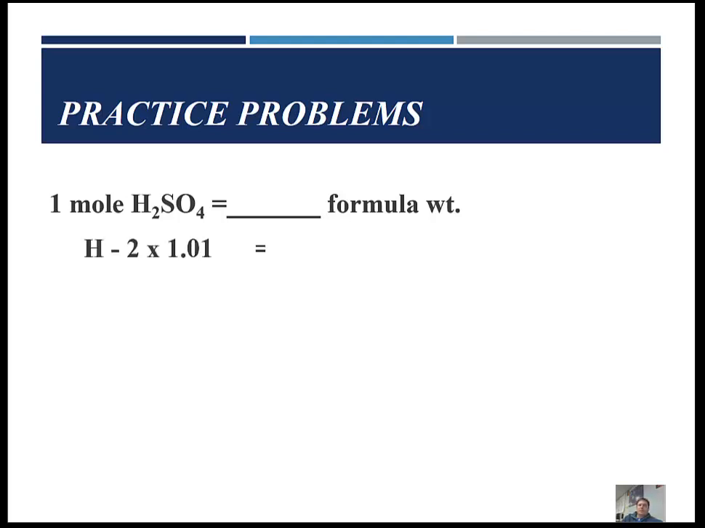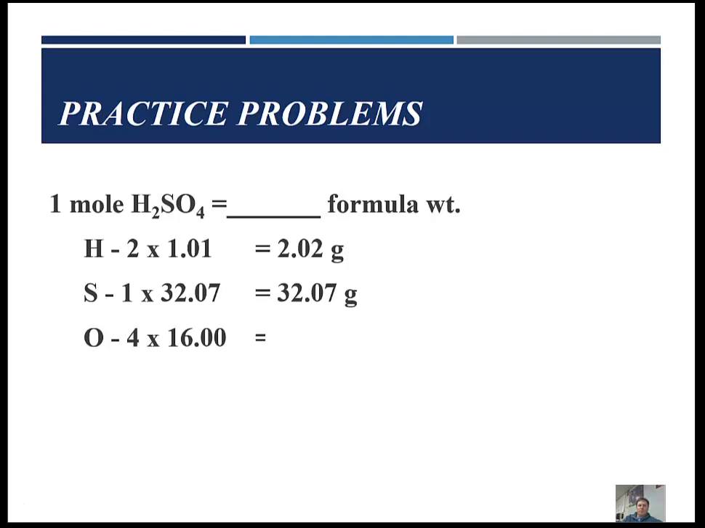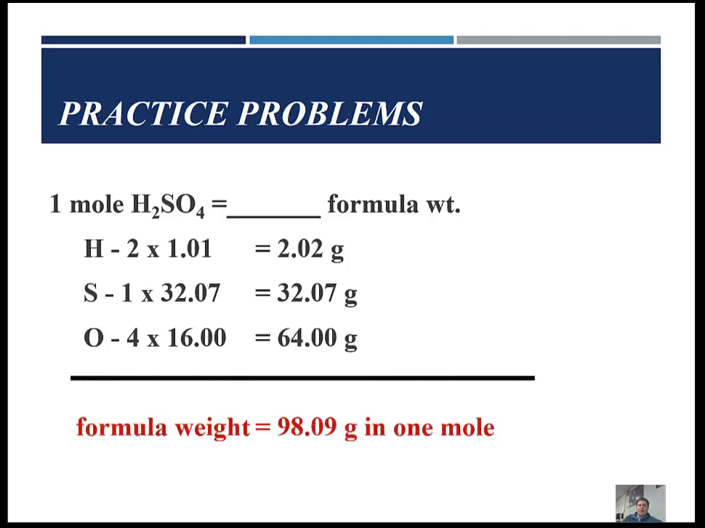In H2SO4, we have 2 moles of hydrogen. We have 1 mole of sulfur at 32.07. Remember, I'm just getting these numbers right off the periodic table. And then I have 4 moles of oxygen. When I do my math, it comes to 2.02, 32.07, and 64. I add them all together and I get a total molar mass of 98.09 grams in 1 mole.